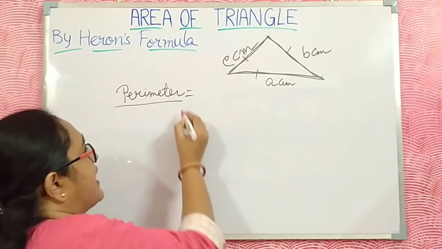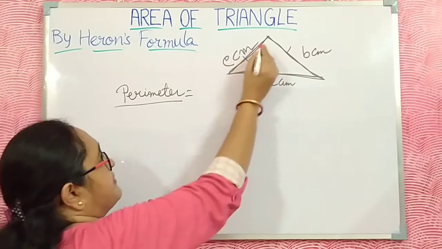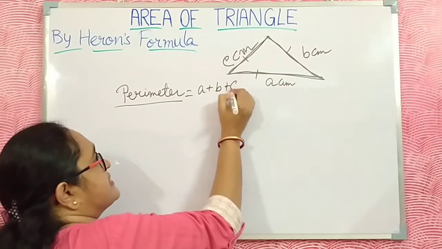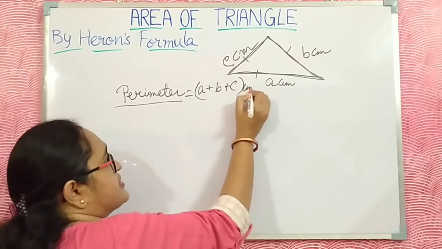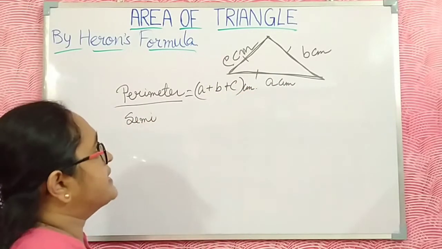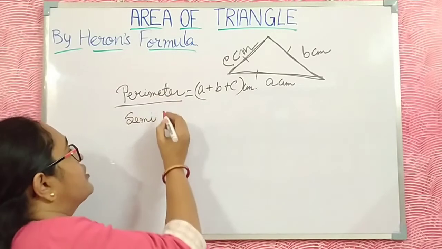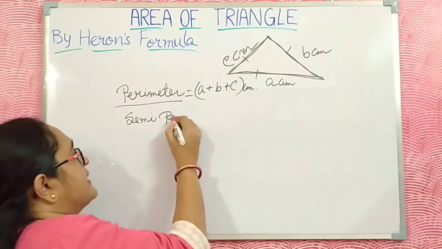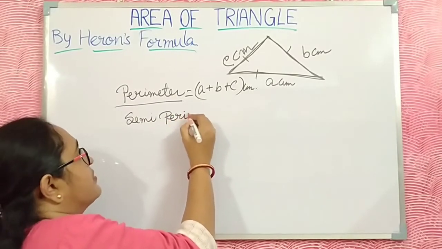Now find the perimeter. The perimeter of this triangle is a plus b plus c. Now, to find the area of the triangle by using Heron's formula, the great mathematician Heron said you find the semi-perimeter.